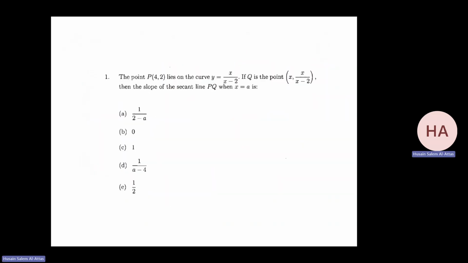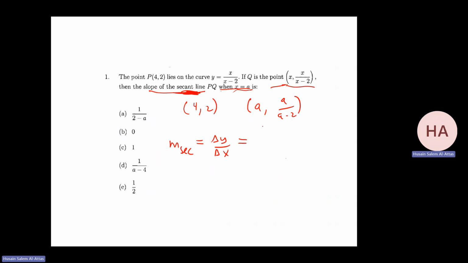The point lies on this curve. If Q is another point, or in general, find the slope of the secant when x equals a. So you have point 4 and 2, and another point a, and a over a minus 2. I need to find the slope of the secant. M secant will be delta y over delta x. When x equals a, it will be the point a and a over a minus 2.